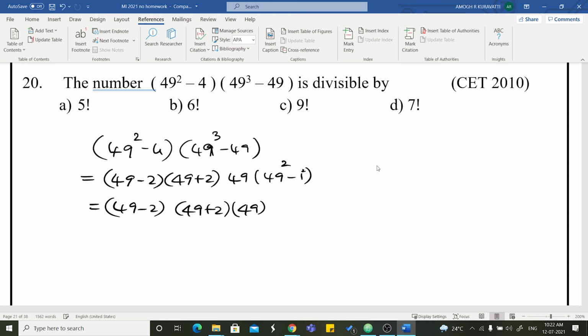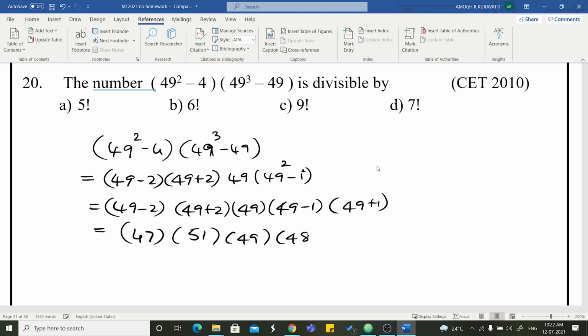Again, it is in the form a square minus b square, equal to a minus b into a plus b. So 49 minus 2 is 47, 49 plus 2 is 51, into 49, 49 minus 1 is 48, then 49 plus 1 is 50. Rearrange in ascending order: first number 47, second 48, third 49, fourth 50, fifth 51. These are consecutive numbers. How many numbers? 1, 2, 3, 4, 5.